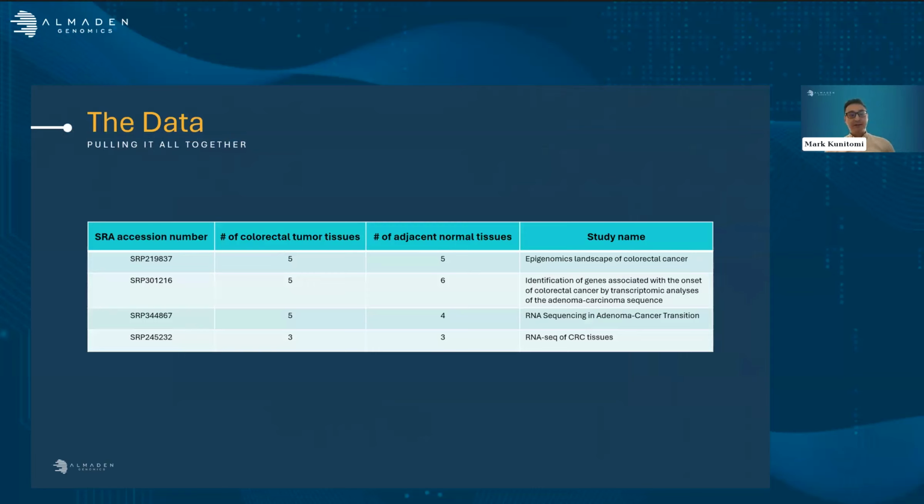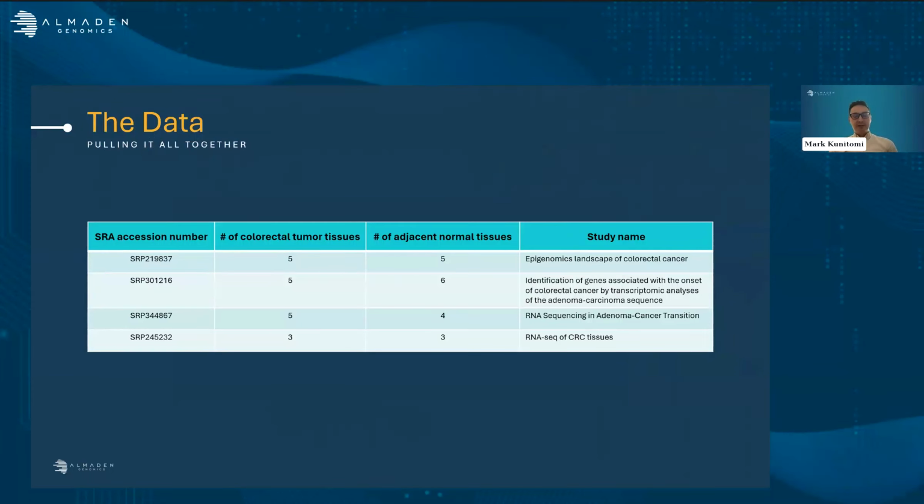Taking a closer look at the data that they pulled together, they brought together 4 different data sets that were available on the Sequence Read Archive. These are publicly available data sets from several different labs, and each of them contains several colorectal tumor tissue samples, as well as adjacent normal tissues.